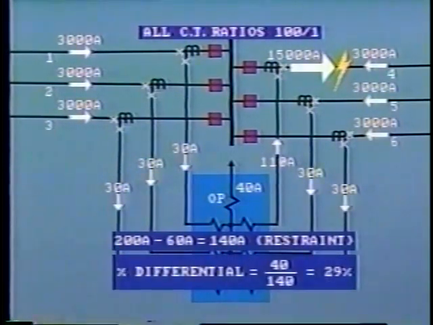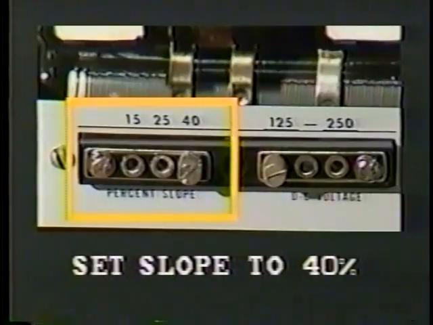In this case, the percentage differential is the operating coil current, 40 amps, divided by the restraint current, 140, equals approximately 29%. So in order to allow high-speed tripping and avoid misoperation during the first few cycles of the fault, we would need to set the percentage differential to about 40%.